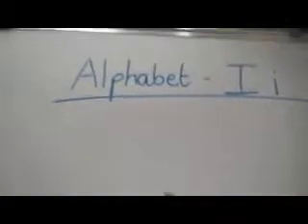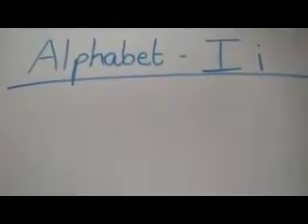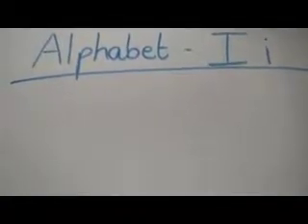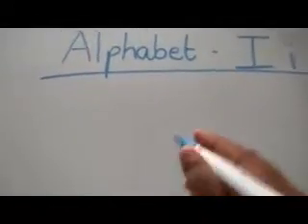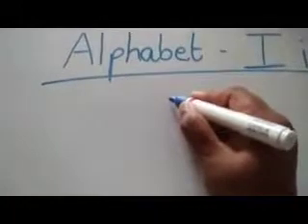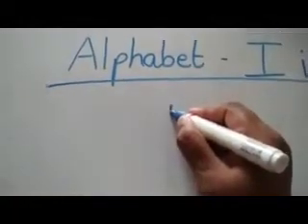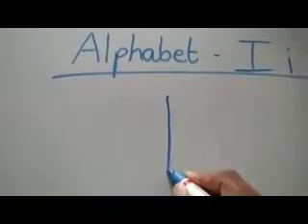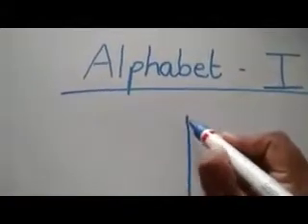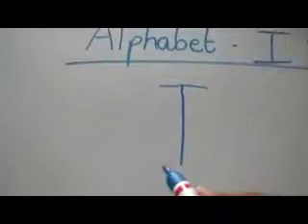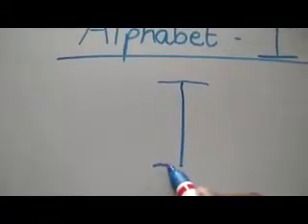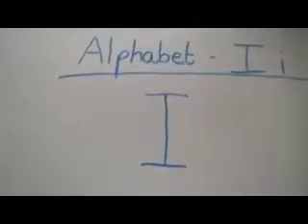Okay, children? So children, you all know, right? How to write uppercase, that is capital I. First you have to draw one standing line, and then at the top of the standing line you have to draw one sleeping line, and at the bottom of the standing line you have to draw one more sleeping line.